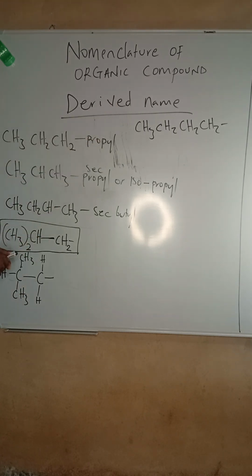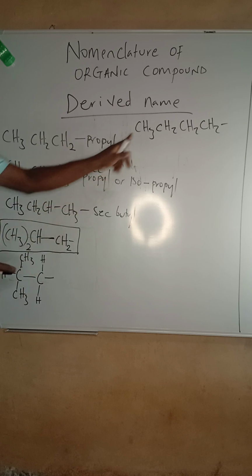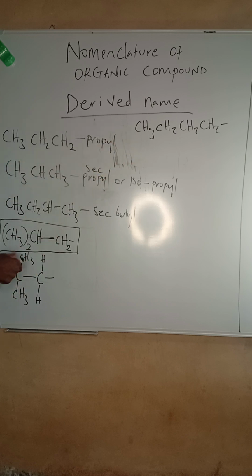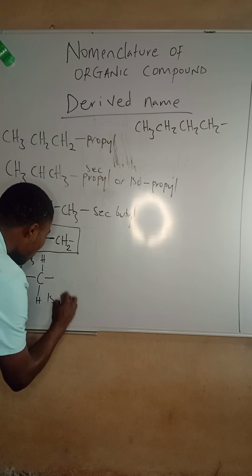So we'll just say this is an isomer of this. Simple, this is an isomer of this. So instead of calling it a primary butyl, we'll call it an isobutyl.